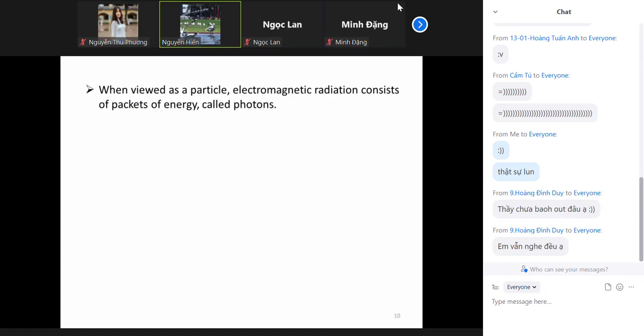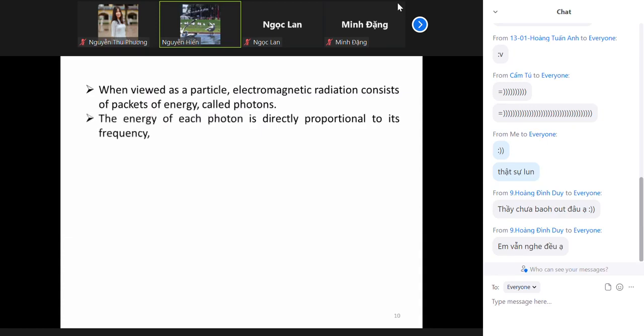Okay, when light is viewed as particles, its electromagnetic radiation consists of, let's say, small packets of energy called photons.